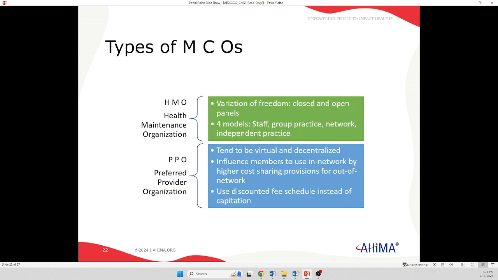Now, with our types of MCOs, our managed care, we have progressed to these different types. With that, we've had a continuum of control. We've gone from very strict to the least controlled. Our HMO, our health maintenance organization, is the most controlled, whereas our PPOs listed here have the least control. The HMO has a variation of freedom. They have different models. Our PPO is more flexible. They have greater freedom.